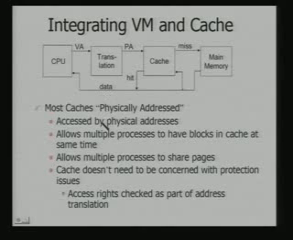So what we say is that caches are physically addressed. Majority of the caches are really physically addressed. So you access by physical addresses. It allows multiple processes to have blocks in cache at the same time. It also allows multiple processes to share pages. And cache doesn't need to be concerned with protection issues, because these protection issues are taken care of at the level of the translation process itself.